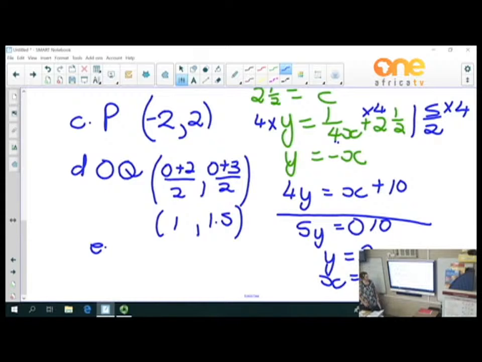Now, the perpendicular bisector of OQ means it will be the gradient. So it will be a line that looks like this.